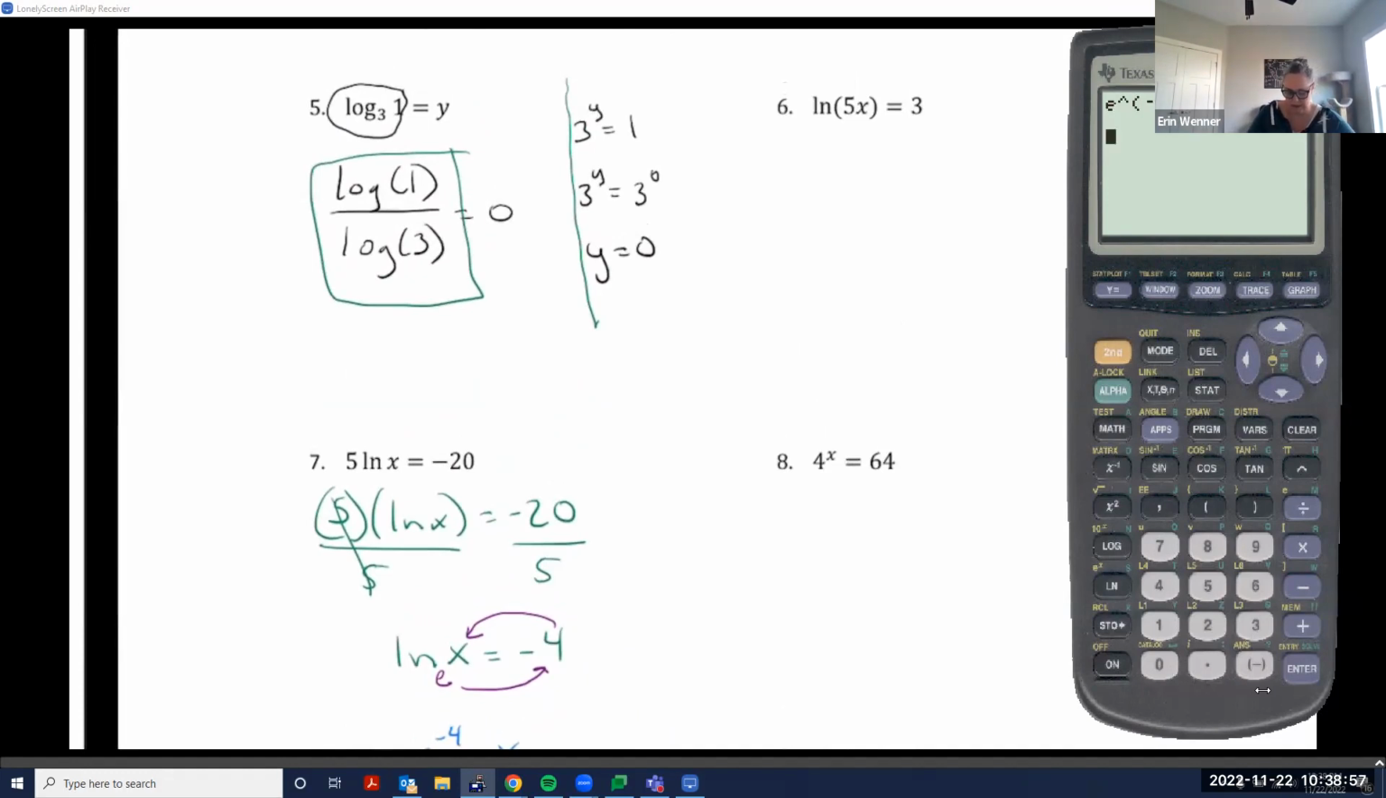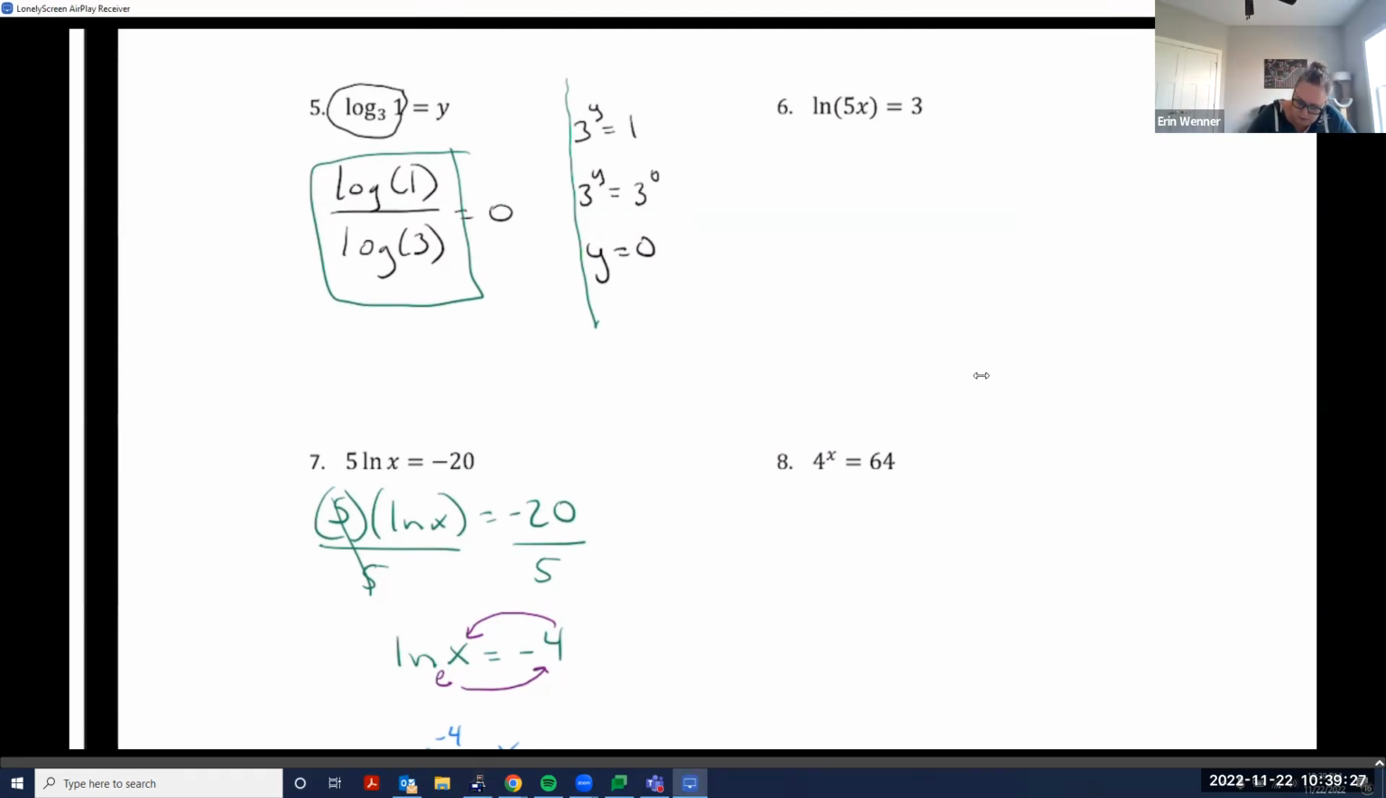Well, how 6 and 7 are different is that in 6, the 5 is within the natural log, whereas in 7, the 5 is outside the natural log, which is why we divided it off. In 6, I can't just divide both sides by 5 because the 5 is in with what we're taking the natural log of. The fact that that 5 is in those parentheses means we can't divide it off. And so we first have to convert this from logarithmic to exponential.